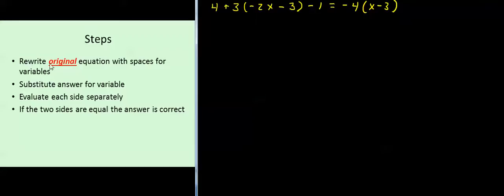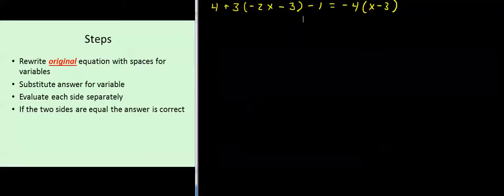Number one, rewrite the original equation. But when you write it, instead of the variable, where we have an x here and an x here, just leave it blank, leave a space. Two, substitute the answer for the variable. Three, evaluate both sides of the equation separately. And if the two answers are the same, the two sides are equal, the answer is correct. It's a very simple process. So let's go through and do this.